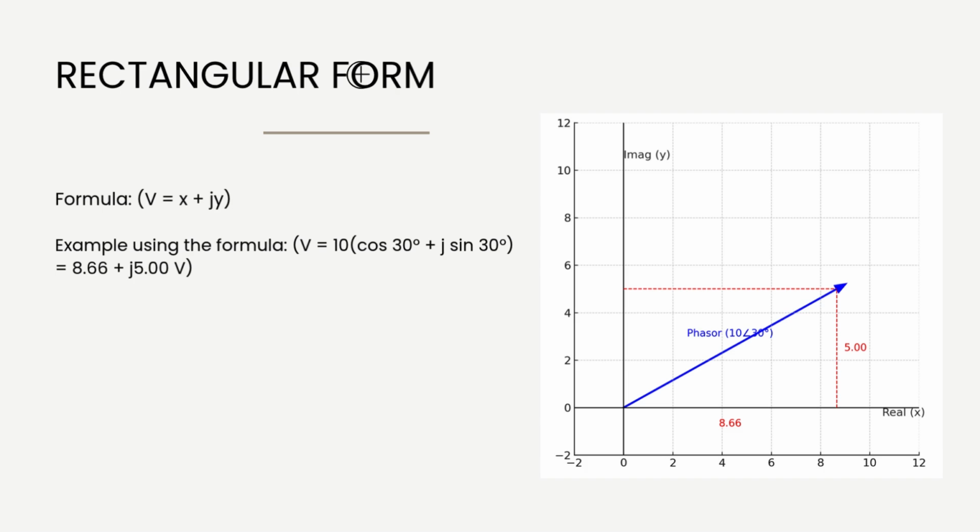For example, if a sine wave has an amplitude of 10 volts and a phase angle of 30 degrees, then we can write it as 8.66 plus j5 volts. So 8.66 here is the in-phase component, and j5 is basically the quadrature component.